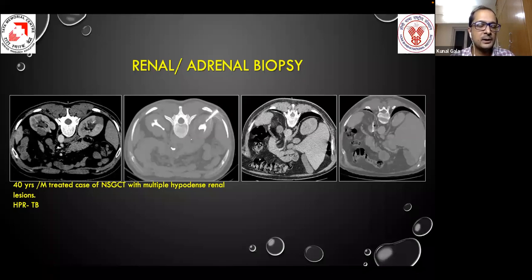So here there is a lesion which is located in the kidney, in the periphery. One can take a direct approach and take a biopsy and send it for histopathology, and also for culture and sensitivity, and the biopsy can be performed.